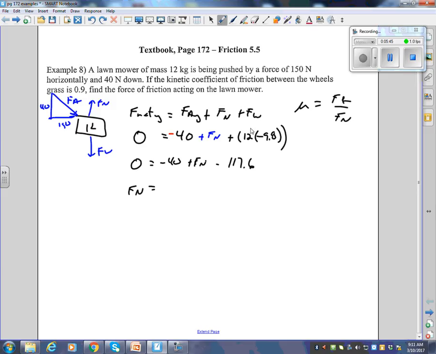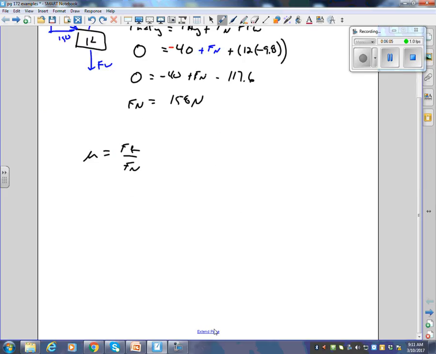Okay. So the 40 and the 117.6 go to the other side, and you're going to be left with, well, how about we round it up and we'll say 158 newtons. And now we can put it over here. I'm going to do it down here. So that's going to be a whopping 0.9 for our frictional coefficient. Friction force, the normal force is 158, giving us a friction force of 142.